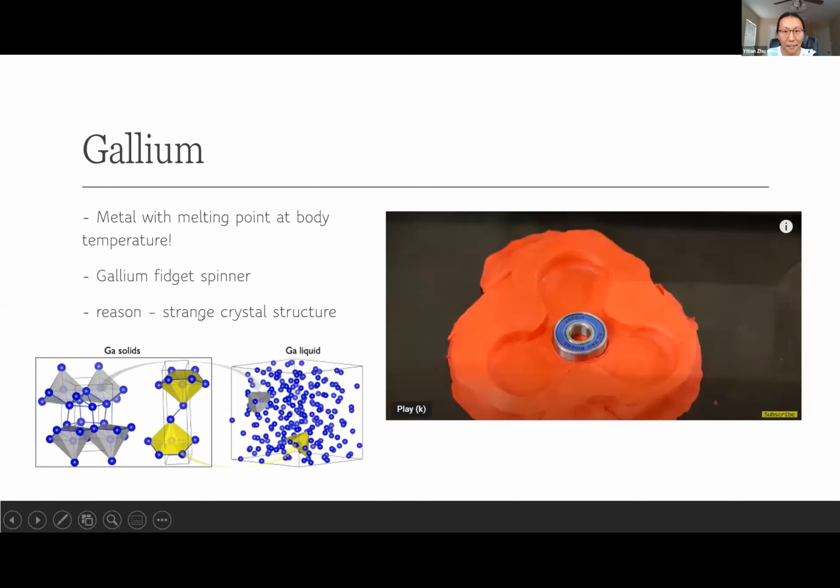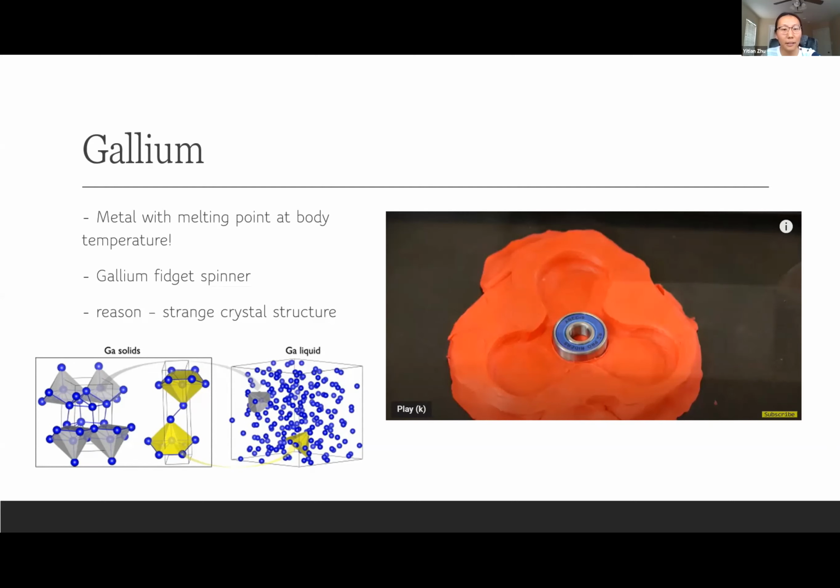Now we get to another one of our super hot topics, which is fidget spinners. Well, I actually found a viral video on YouTube where they use gallium metal to form a fidget spinner. And why do they use gallium? Well, that's because gallium's melting point is close to body temperature, which means that if you hold it in your hand for long enough, then that metal starts to melt.